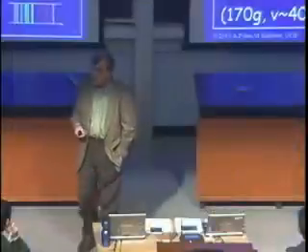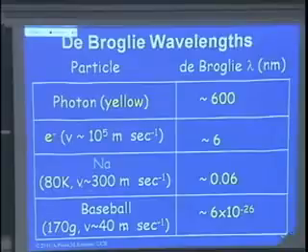Now I can calculate this for a sodium atom at 80 K. This is a relatively low temperature. It's the Kelvin scale, we'll get to that. It's pretty cold. And at that temperature it travels at about 300 meters per second. So if I use that here, I can calculate a wavelength, which is 0.06 nanometers.